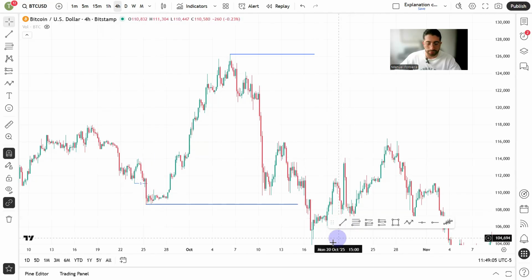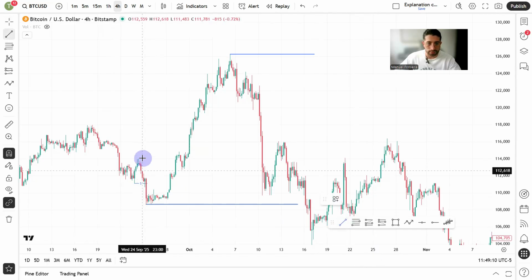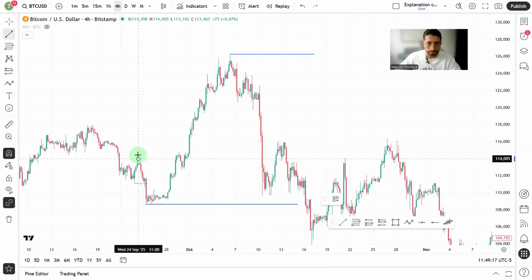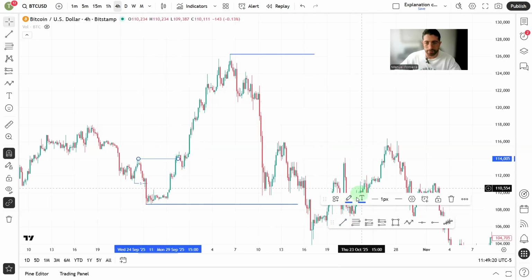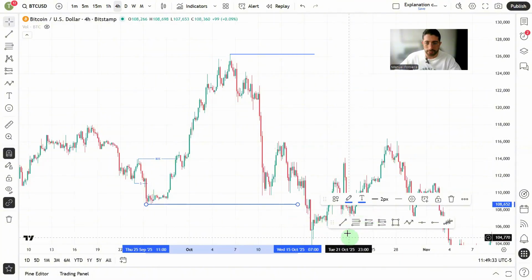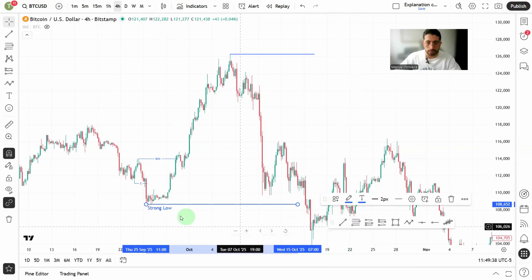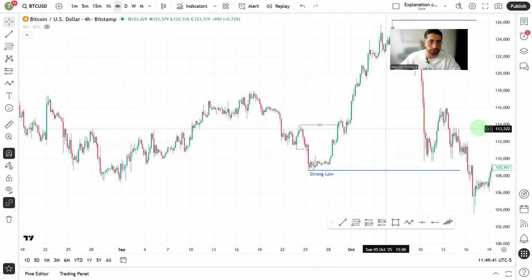And then we have here the breakout structure, which is right here. Remember that the breakout structure is just made with the body of a candle, nothing else. Right here. Perfect. So, break of structure. Now we have the pattern. This is the beginning of a range because we're in a bullish range. This will become our strong low. Low because we're assuming we're in a bullish trend.